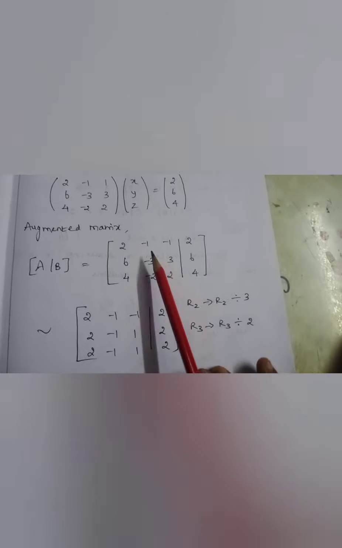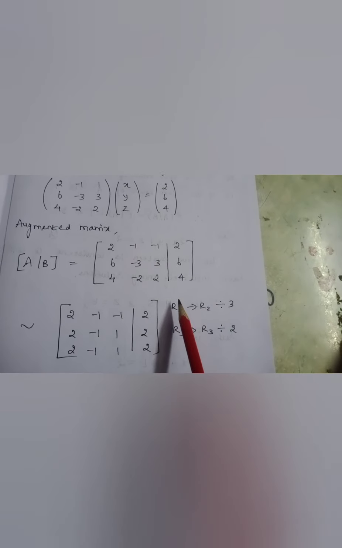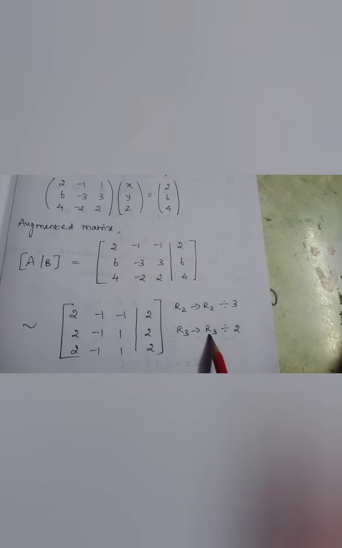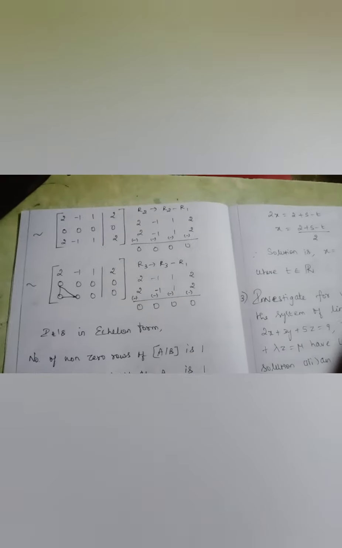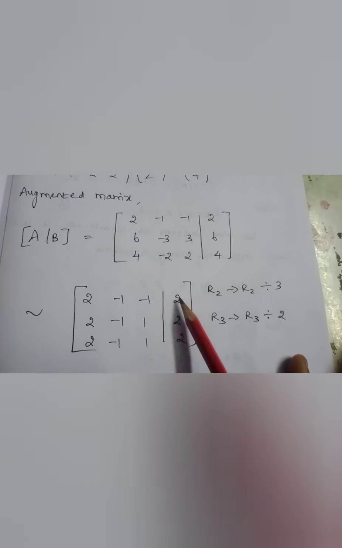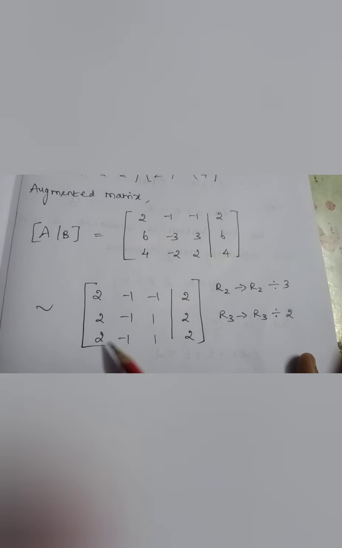Now we'll apply the elementary transformations. What we are doing, see R2, 6 minus 3, 3, 6, all are multiples of 3, so we are dividing R2 by 3. And see R3, all are multiples of 2, we are dividing R3 by 2. Now after dividing, we have got it to be very easy. Now R2 will become R2 minus R1. When you divide, the matrix becomes 2 minus 1 1 in each row, so it is easier for us to subtract.